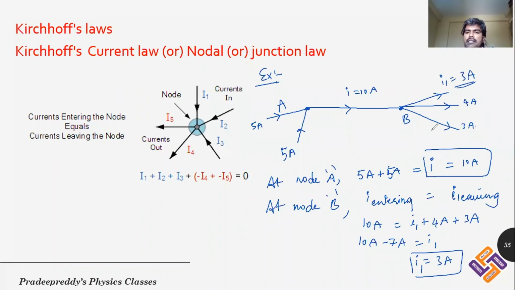Like this, conservation of charge holds good everywhere at any nodal point. Conservation of charge will be valid within that particular circuit. Net current entering is equal to net current leaving. Therefore, you can find out unknown currents at any nodal point using Kirchhoff current law.